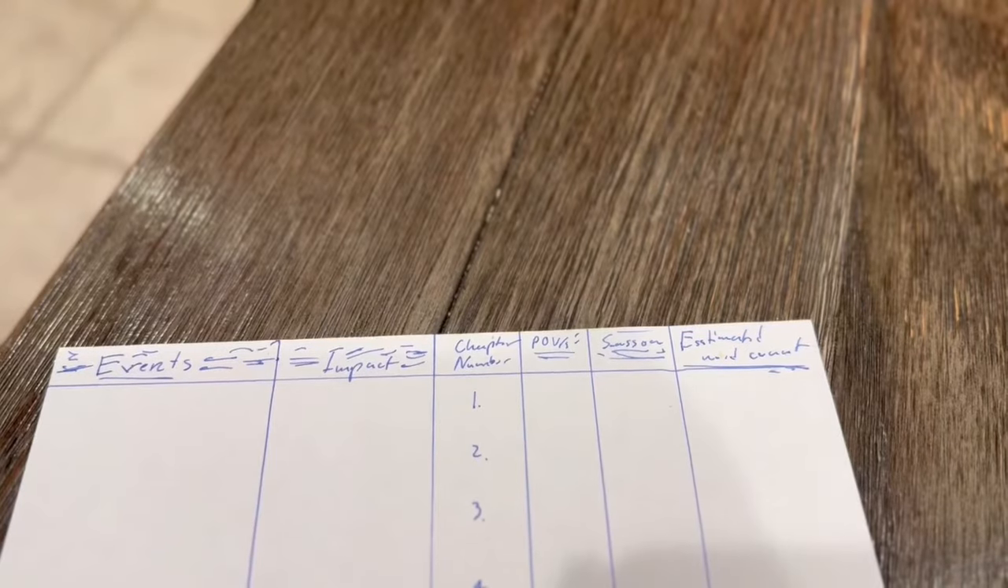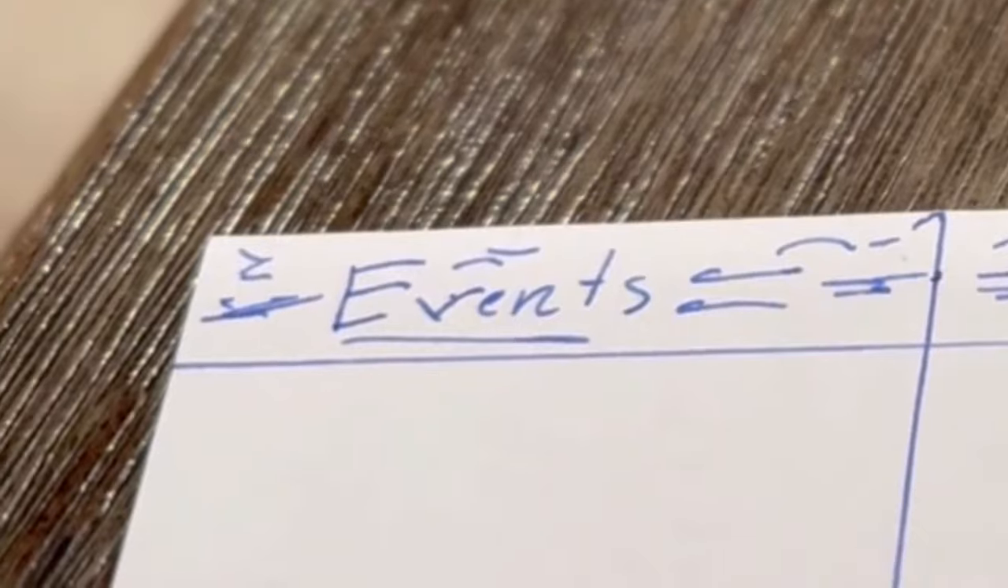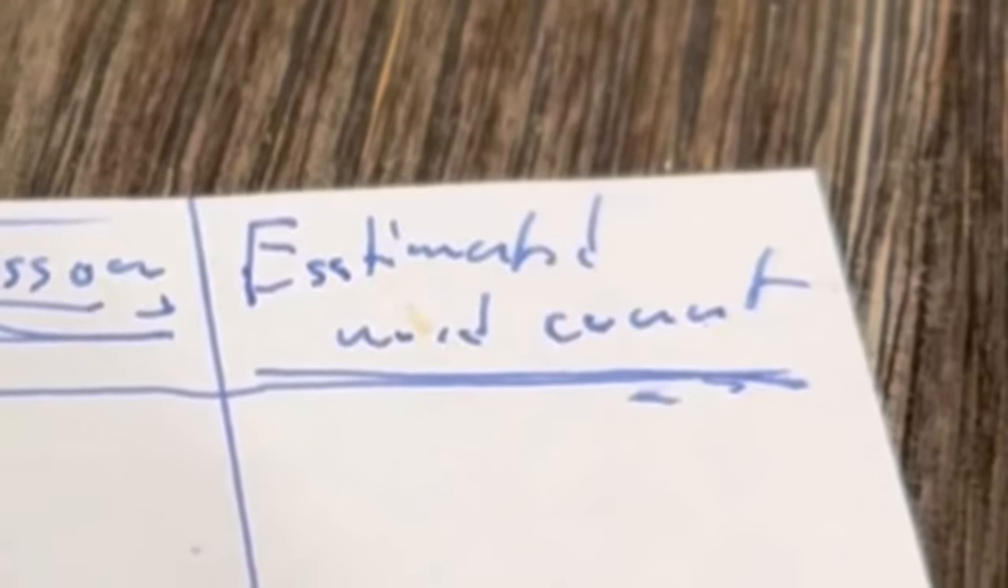So, let's do it. To just start things off, get a blank piece of paper and start writing these headings. We'll talk about these later. So events, impact, chapter number, POV/S, seasons, estimated word count.